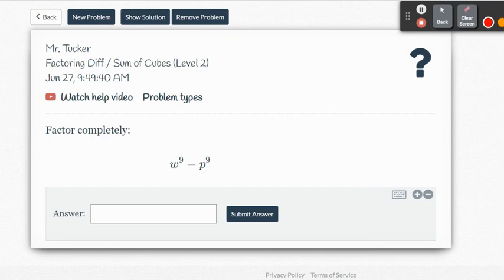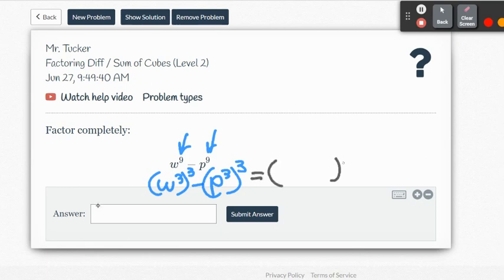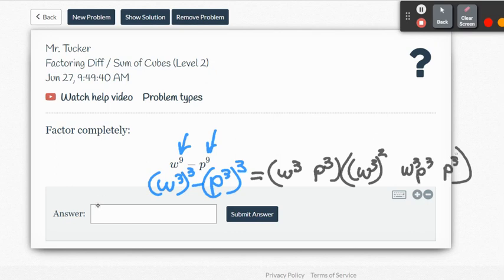And now we have another one where we have a form of the sum or difference of cubes, in this case a difference, where we've got two nines, and both of them are variables. So we've got cubes, w to the third cubed, minus p to the third cubed. And since they are the difference of cubes, I can use the formula, which says I just write a binomial times a trinomial, and the binomial is just the first term, last term, and then in the trinomial piece, it's first term squared, then the first term times the last term, w cubed p cubed, and the last term, p cubed squared.